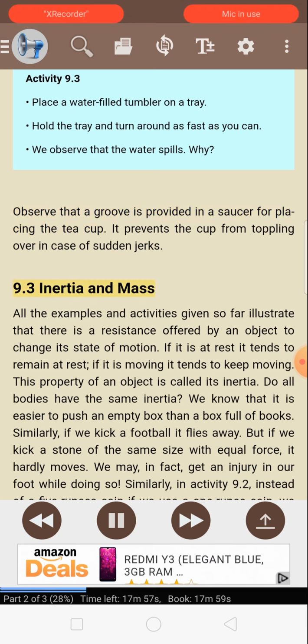9.3. Inertia and mass. All the examples and activities given so far illustrate that there is a resistance offered by an object to change its state of motion. If it is at rest, it tends to remain at rest. If it is moving, it tends to keep moving. This property of an object is called its inertia. Do all bodies have the same inertia?